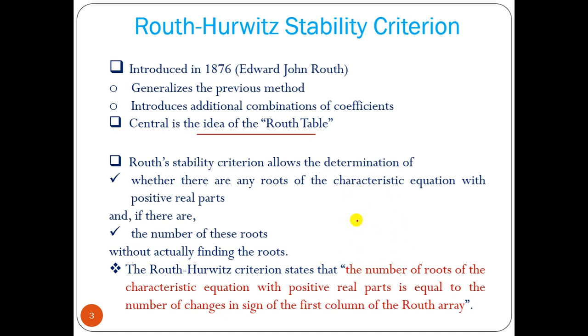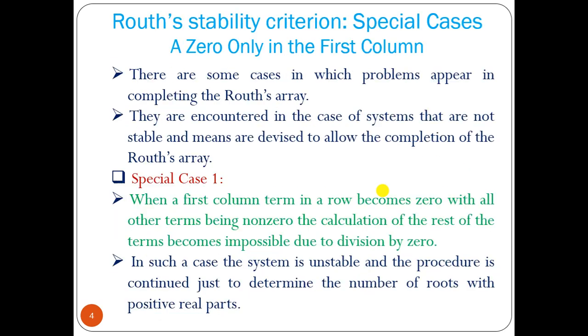If sign changes occur, then the number of sign changes is the number of poles that lie on the right half of the S plane, and the system is unstable. That is the criterion: the number of sign changes in the first column of the Routh array is equal to the number of roots with positive real parts.